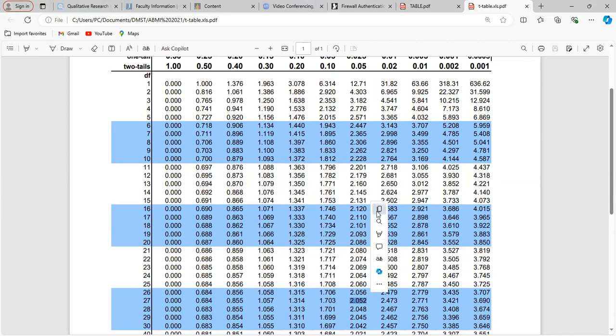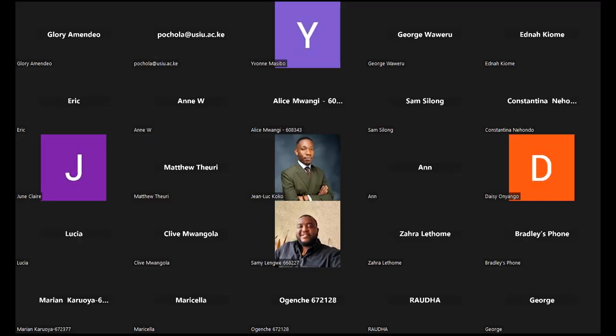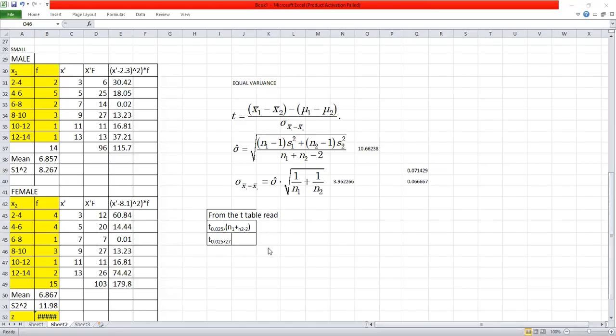So that is the value you get from your table. The value you get from your table is that one. This figure here is our figure: 2.052. That's the T table value. That's the T we have read from the table.